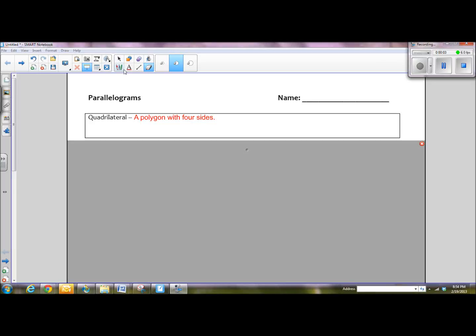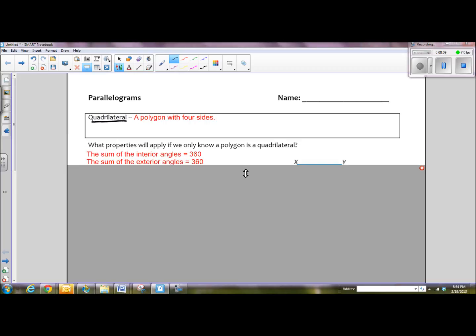The most basic four-sided polygon is called a quadrilateral. The only thing that we know about a quadrilateral, we don't know anything about its side lengths or whether or not the opposite sides are congruent or the opposite angles are congruent. The only thing we do know is that from the sum of the interior angles formula, 180 times n, which is 4, minus 360, gives us the sum of the interior angles of a quadrilateral as 360.